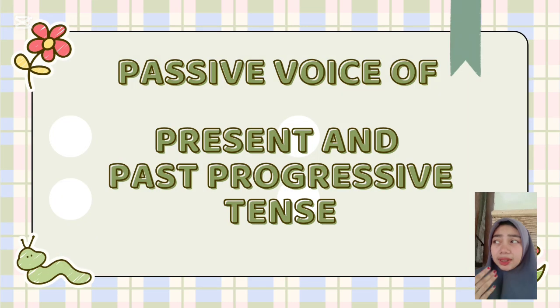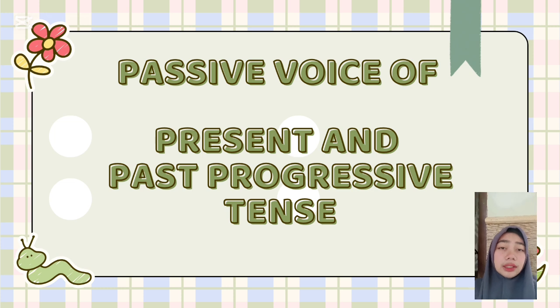Okay, next, passive voice of present and past progressive tenses. The passive voice in the present progressive and past progressive tenses emphasizes the action in progress, focusing on what is happening to the subject rather than who is doing the action. Now we talk about passive voice in the present progressive tense. So the structure here is subject, is, am, are, being, past participle.